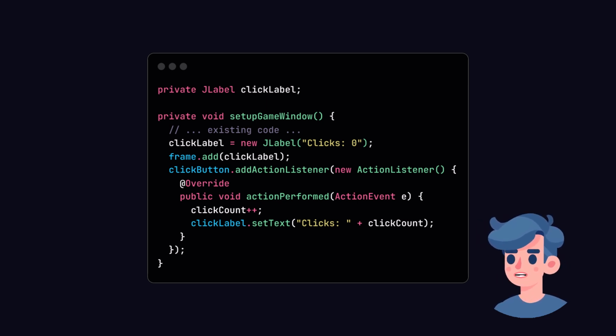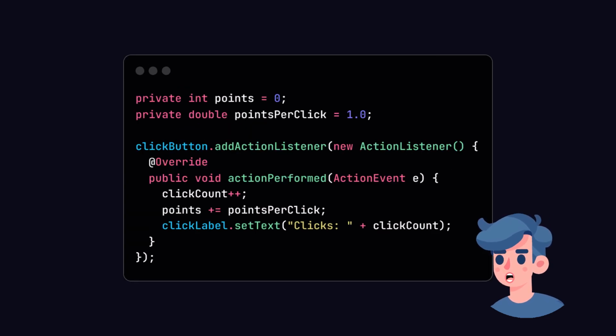Let's also add a JLabel to display the number of clicks on the user interface. If you run your application now, you'll see the click count updating in real time. This is already a pretty functional clicker.